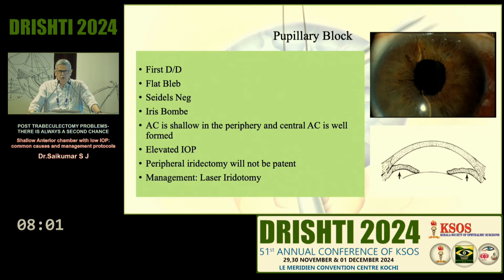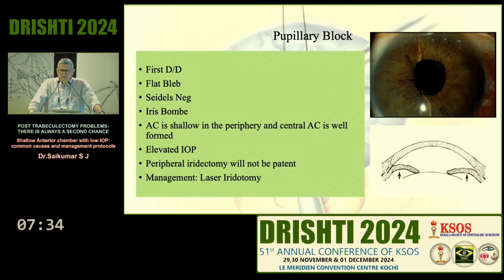The pupillary block, I think, or at least in my practice, should come in as the first diagnosis whenever you have a shallow anterior chamber with a raised intraocular pressure. So it is Seidel negative, you can see the iris bombe. The AC is shallow peripherally, but centrally it is reasonably well formed. The intraocular pressure is elevated. Sometimes it can be borderline elevated or maybe slightly on the normal side, but with a flat chamber. You see a PI which is not patent.